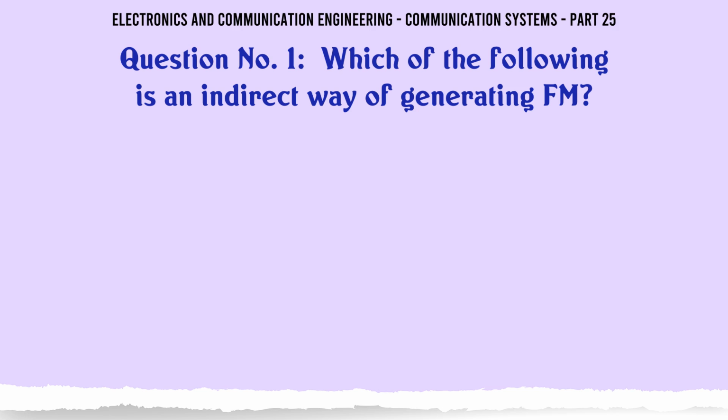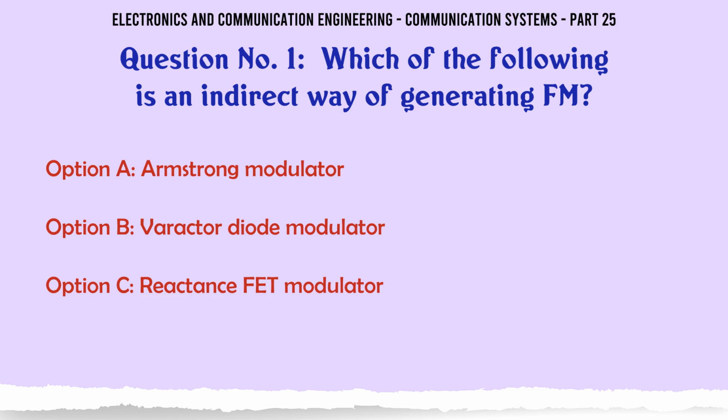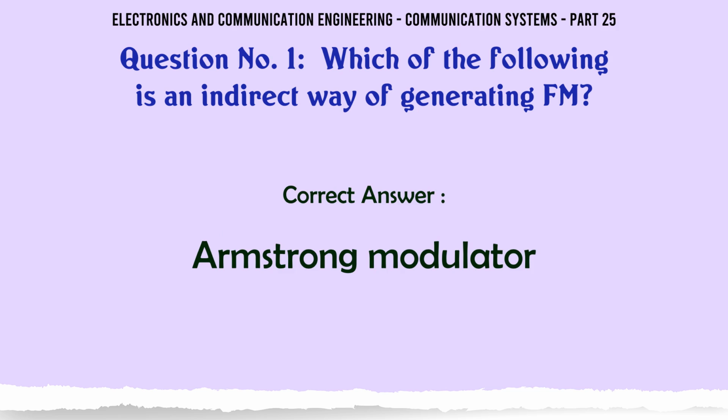Which of the following is an indirect way of generating FM? A. Armstrong modulator. B. Varactor diode modulator. C. Reactance FET modulator. D. Reactance bipolar transistor. The correct answer is Armstrong modulator.